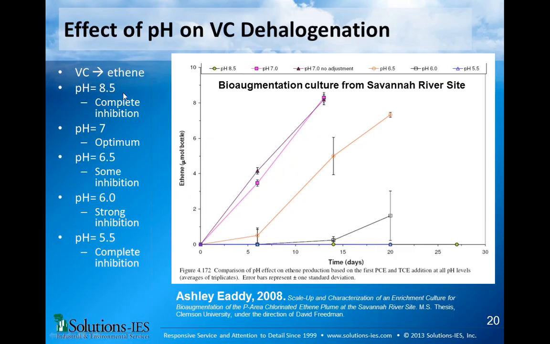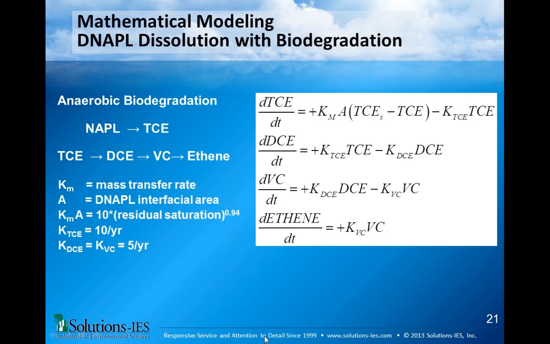Okay, so delivery of substrate to the contaminant can at least also be an issue. Another issue that we have to concern ourselves with is acidity production. As you go from PCE to TCE to DCE and so on, you're going to convert 1 mole of PCE to 1 mole of ethene and 4 moles of hydrochloric acid.